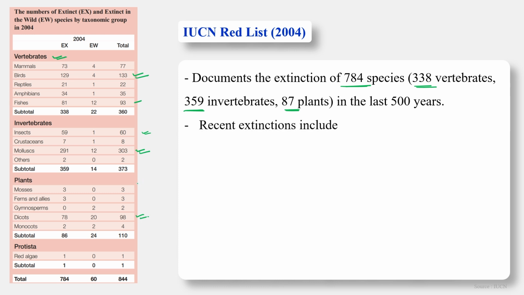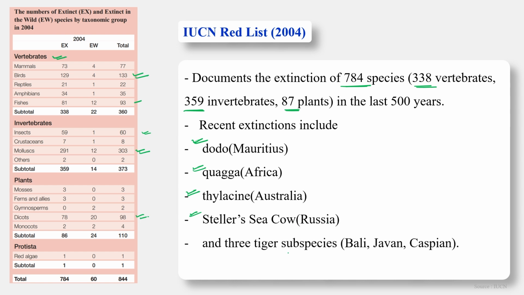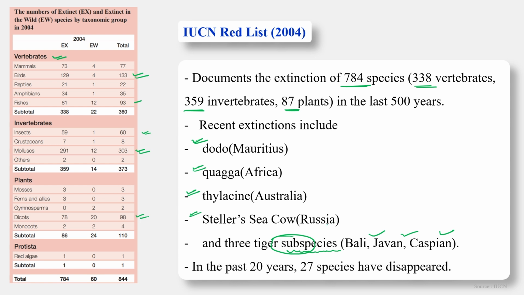Recent extinctions include the dodo bird, a type of bird present in Mauritius. Recently this bird went extinct from Mauritius. Then the quagga, an animal present in Africa, followed by the thylacine, present in the Australia region. Then the Steller's sea cow, a type of sea mammal present in Russia. And three tiger subspecies, not species, subspecies: Bali, Javan, and Caspian. These have disappeared.